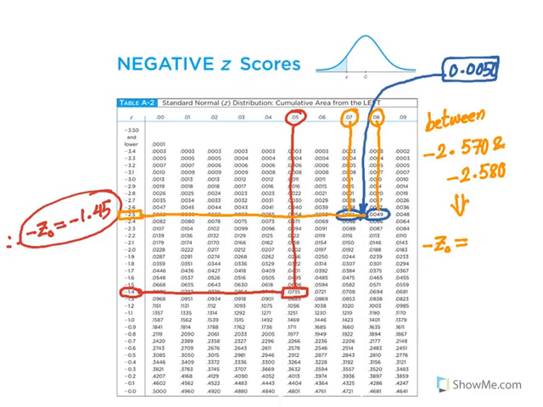So this means that negative Z0 is the average of the two. So negative 2.57 plus negative 2.58 divided by 2. You can even do it without a calculator. This will be negative 2.575. It's the middle of the two. That is our negative Z0.